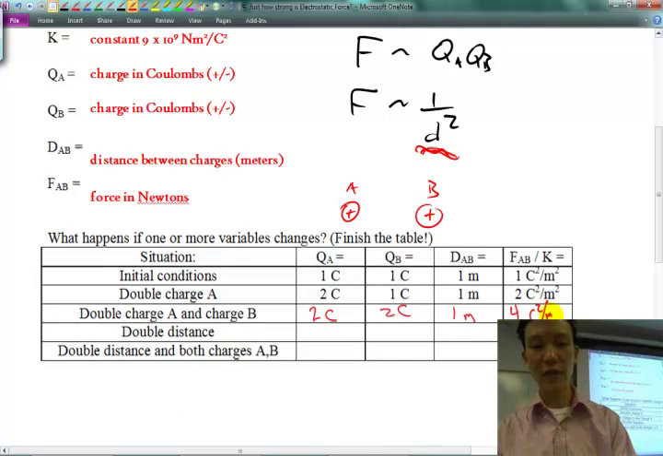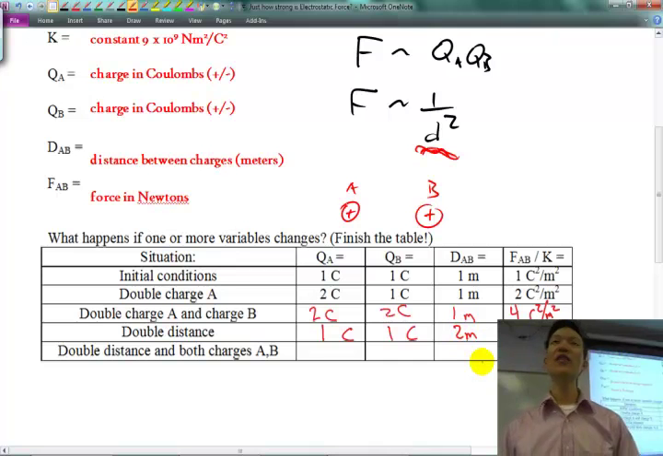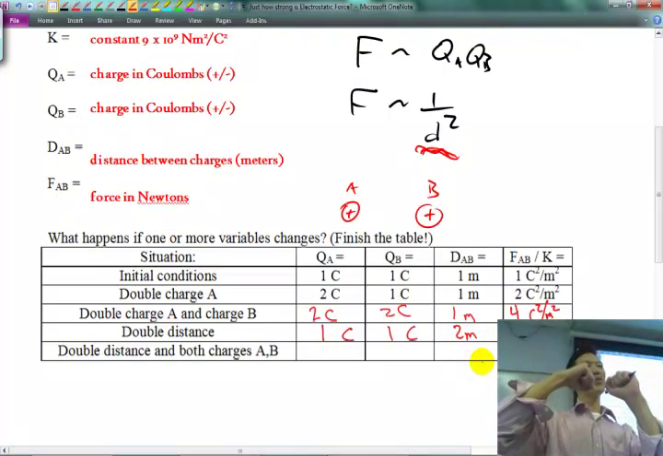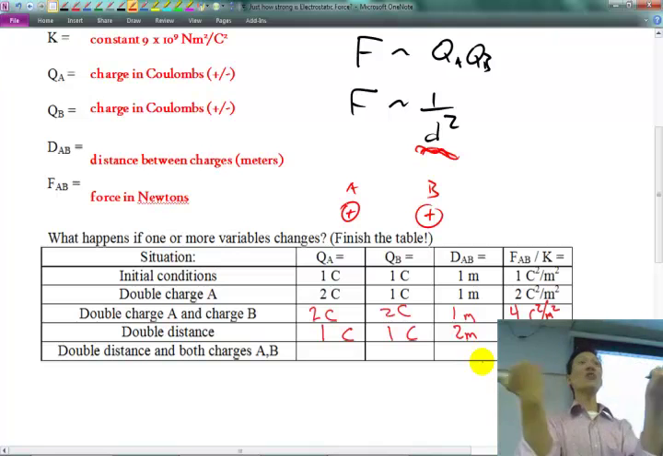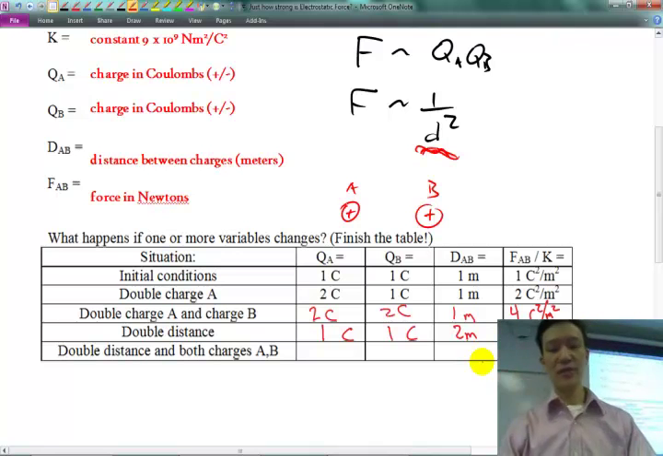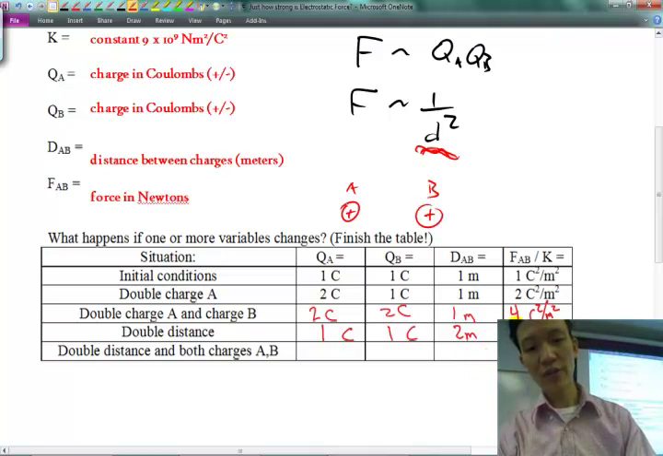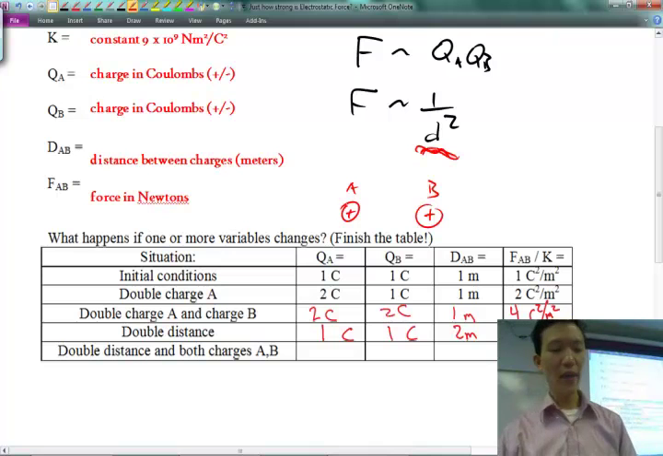What if you double the distance, but you keep the charge the same? If you're twice as far, why is it 1 over the distance squared? If you move something twice as far from something else, they both end up moving twice as far from each other. So what's 1 over 2 squared? It's 1/4. You'll get 1/4 the force there. So if you move charges apart, the force becomes exponentially weaker.